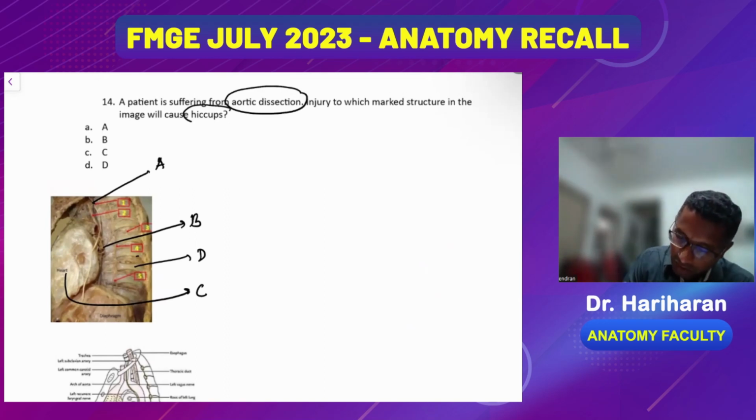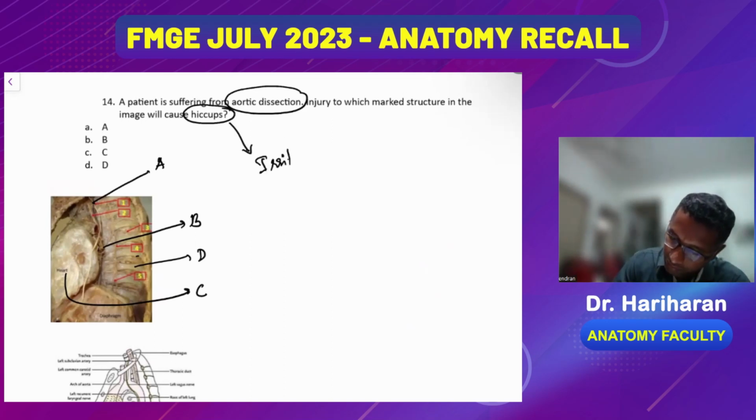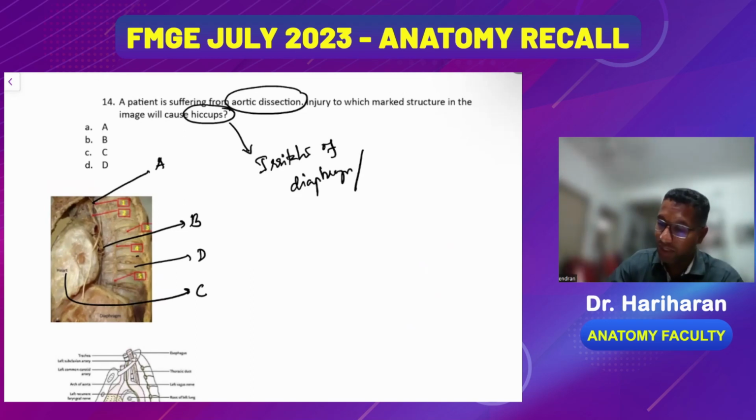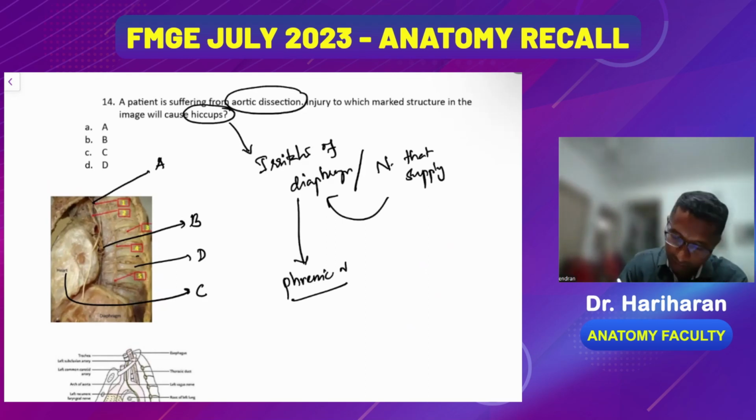The patient also presents with hiccups. See, whenever a patient presents with hiccups, it is due to irritation of the diaphragm, or irritation of the nerve that supplies the diaphragm. So what is the nerve that supplies the diaphragm? The nerve that supplies the diaphragm is the phrenic nerve.